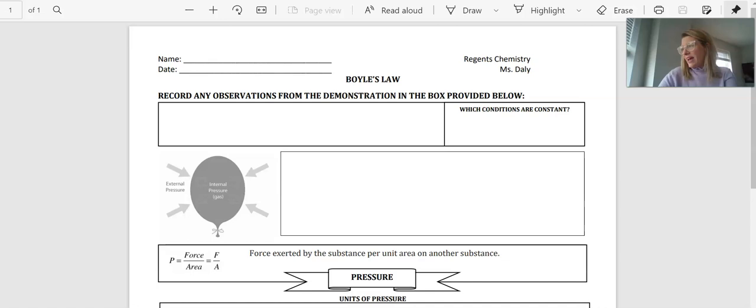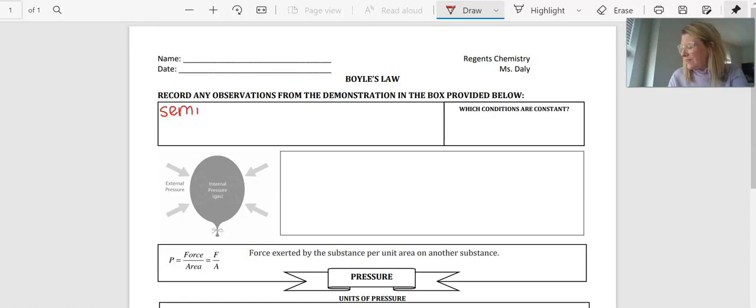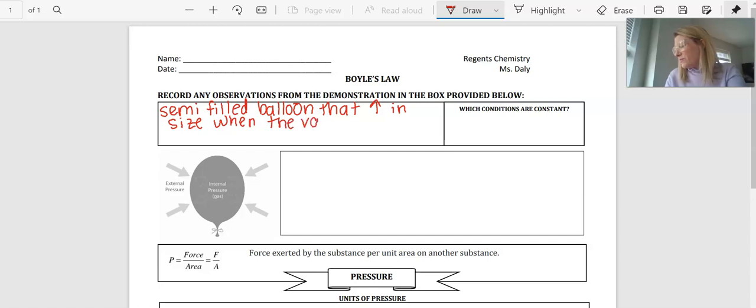So let's go ahead and jot those observations down for our notes sheet. We saw that we had a semi-filled balloon that increases in size when the vacuum is turned on, and we can also note that it decreases in size when the vacuum is off.